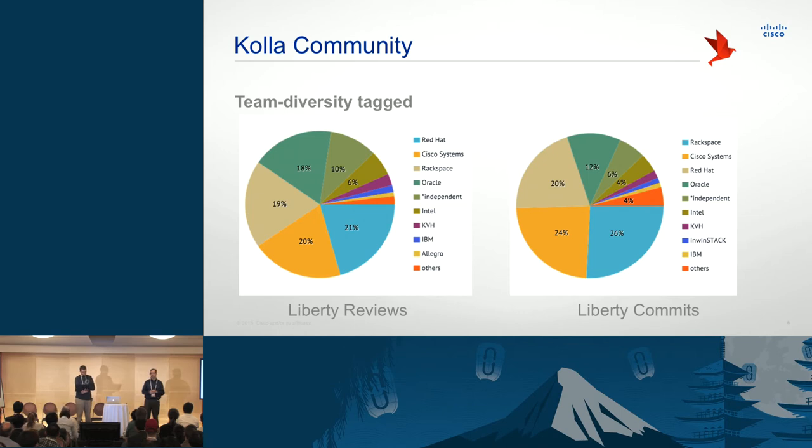You can see that from our diagrams of our reviews and our commits. You see a lot of different big names in computing there, and the pie chart's pretty even. I'd like the pie chart to be even more even. I like 10% from 10 contributors versus 21% from Red Hat and 20% from Cisco. I'd like that to be 10% from each company. But still, we are one of the most diverse projects inside of OpenStack. Probably the most diverse is Neutron. But we're very diverse, and we're a brand new project, so it's very rare for a new project to have this diverse affiliation tag.